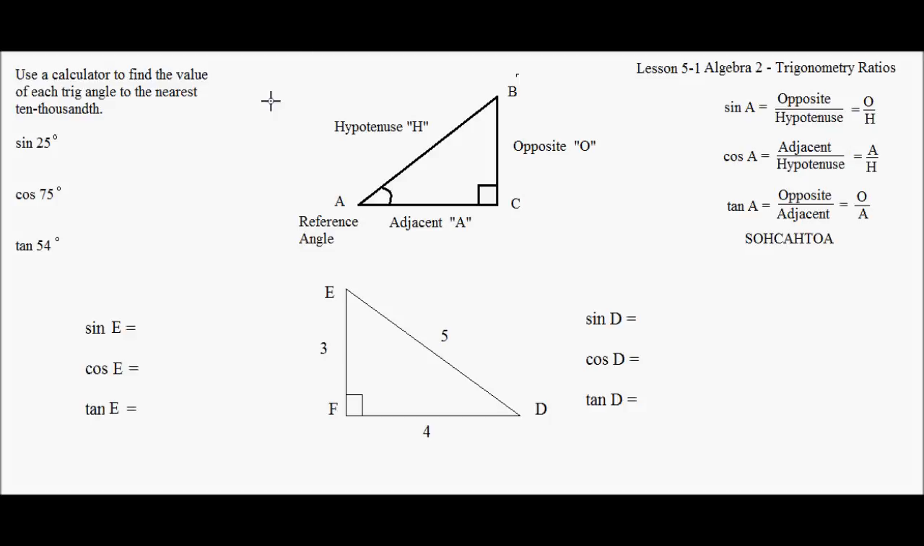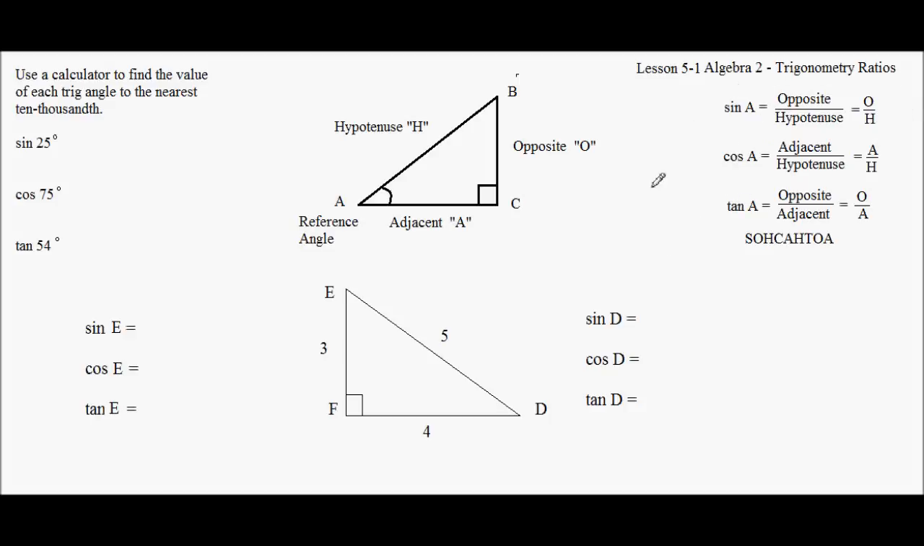Trig ratios have to do with a right triangle, and that's what the Greeks came up with. They said, if you're given an angle and a side of a right triangle, I can figure out the other two sides using trig ratios. They came up with 6, but we're only going to use 3: the sine, the cosine, and the tangent.